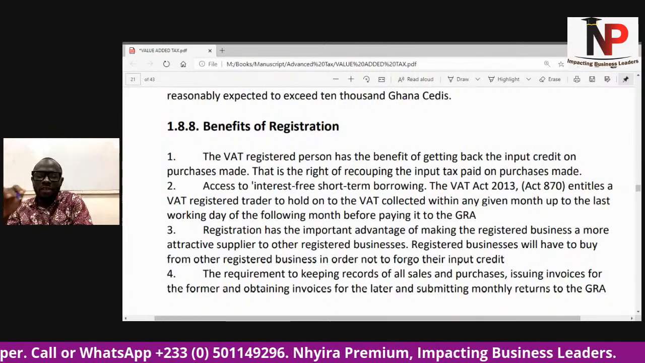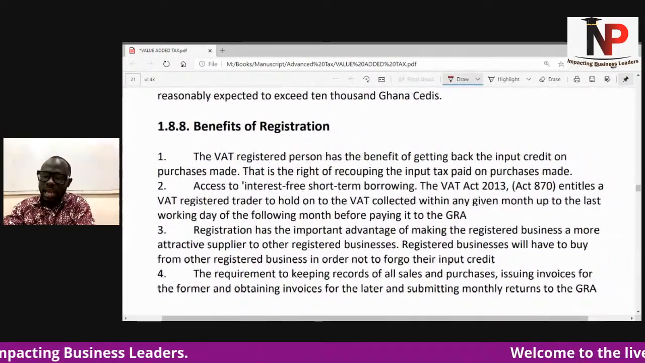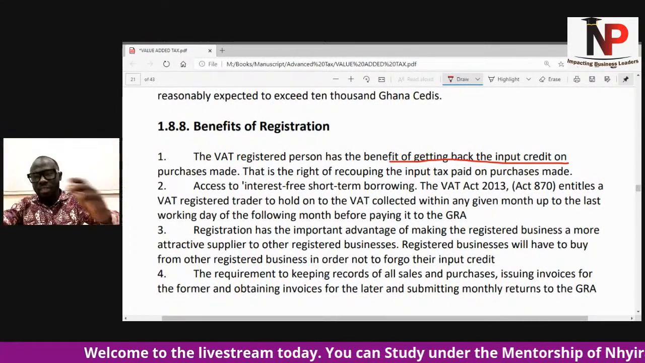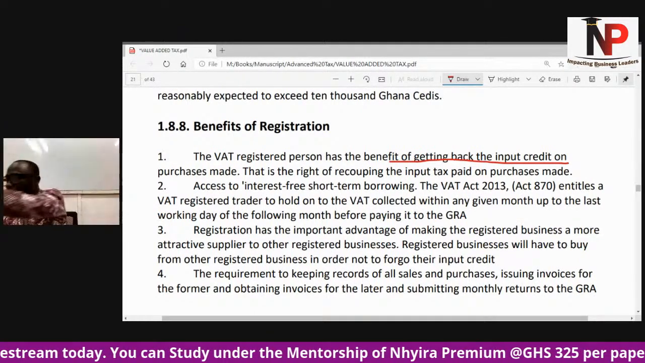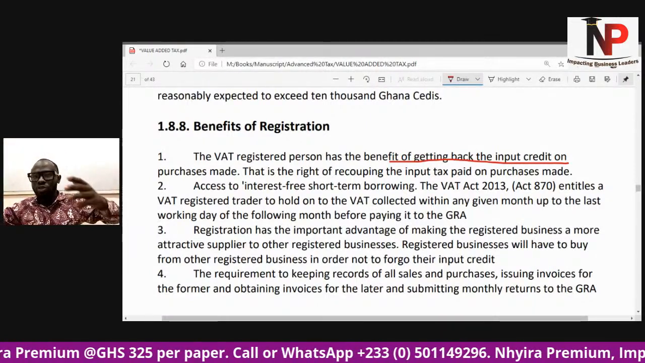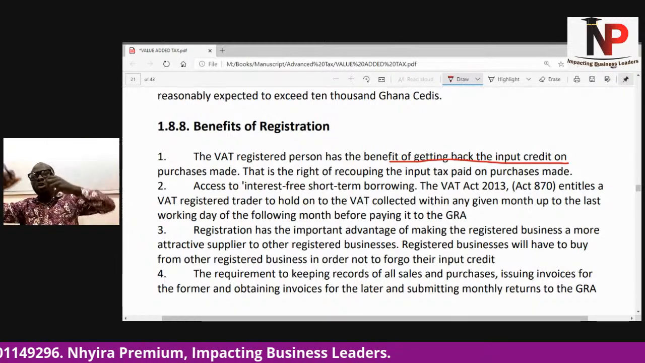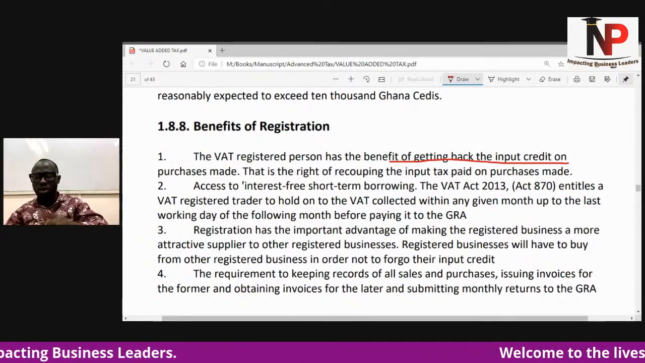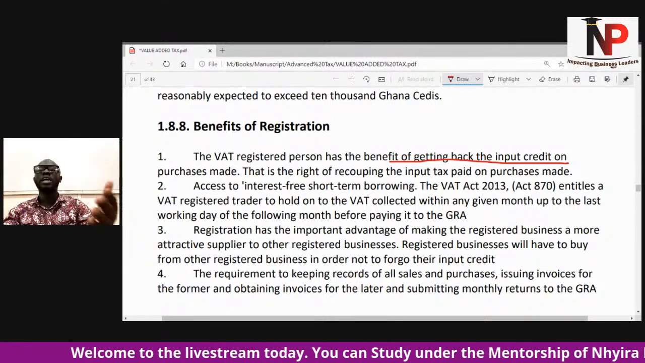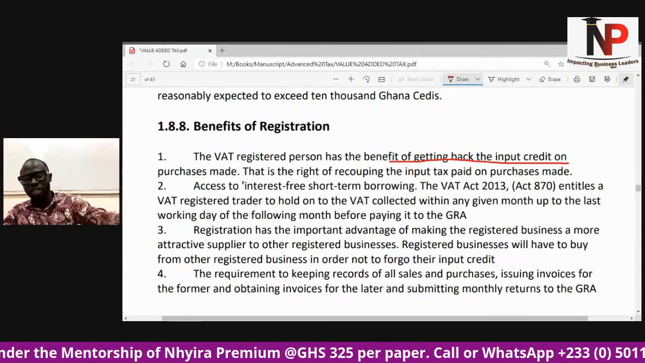Number one, a VAT registered person has the benefit of getting back the input credit on purchases made. Remember this. At the end of the month, when you are filing your VAT returns, what is the mechanism? You pay VAT and you charge VAT. If you paid more than you charged, the difference will be carried forward. If you charged more than you paid, then the difference will be remitted to the revenue authority. So one of the benefits of registering for VAT is that the registered person will get back any input credits on the purchases that they made. So that is one key reason or benefit of registration.